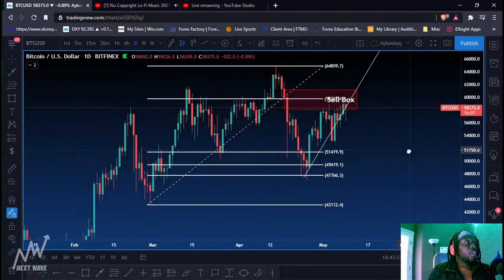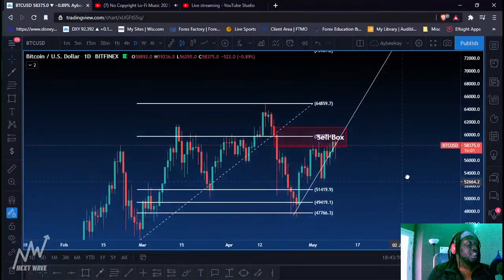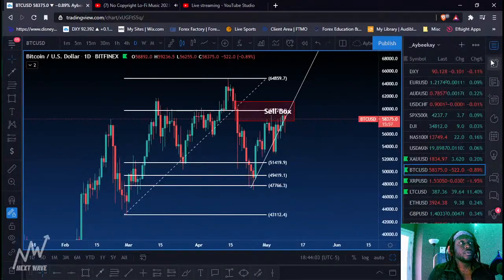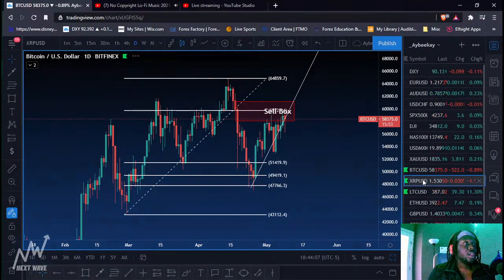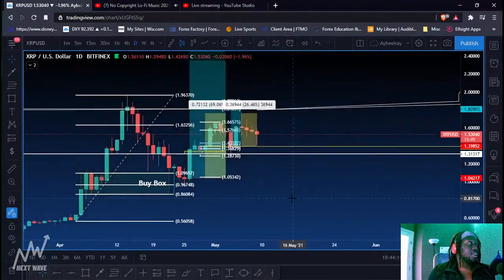So, again, Bitcoin could definitely. I still want 74K to happen, but it could definitely be stalling right here because the greed is starting to really kick in at this point. Let me get off of that. Ripple, same thing, guys. Same thing.